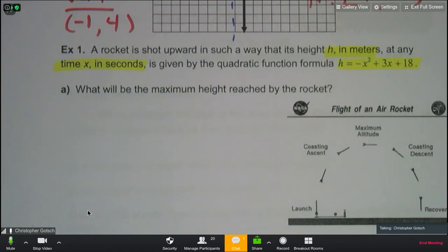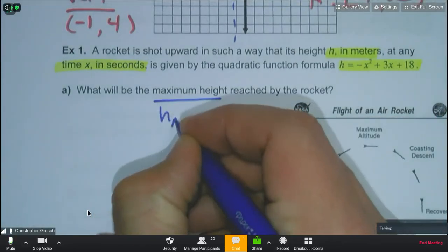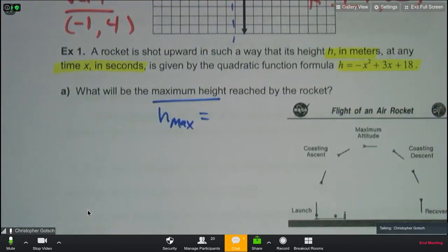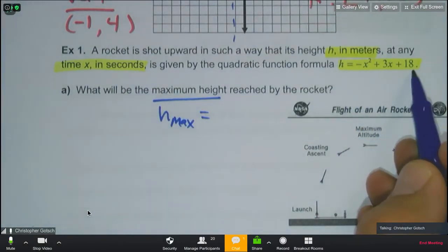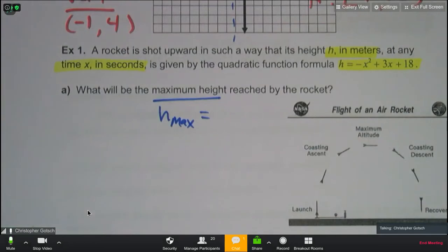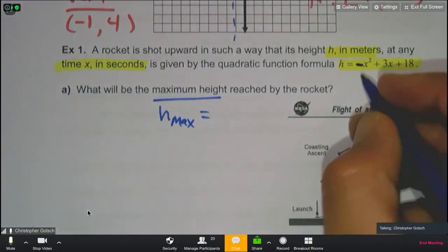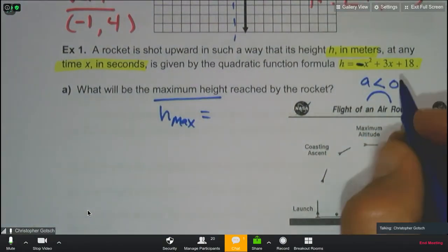Now it says, what will be the maximum height reached by the rocket? What's the maximum height reached by this rocket? Again, we want h max here. Before I find that, the first thing I knew by looking at this quadratic was the shape. I knew that this was a frowny face. How did I know that it was going to be a frowny face? Yeah, Bella says the a value is negative. And we talked about if a is ever less than 0, we have a frowny face.